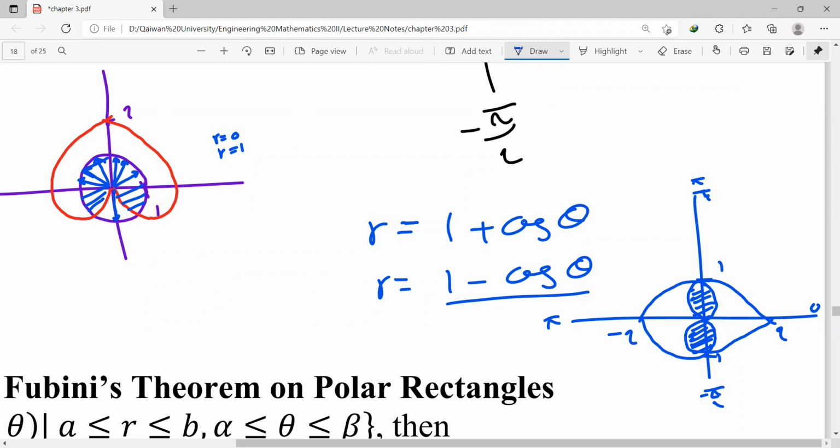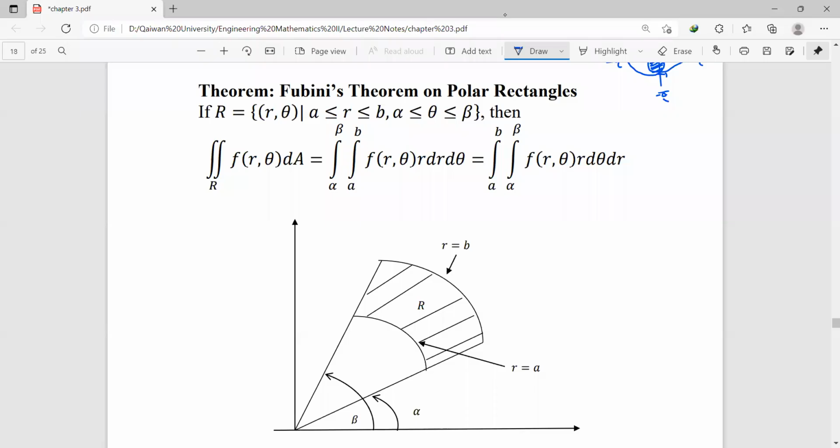Then we find the integration. It's easy to find the integration if we just know what the region is. It's only the double integration. So here we haven't given any function. We will talk about the rule for finding double integration, then we solve some examples about that. Let's take a break for 10 minutes.